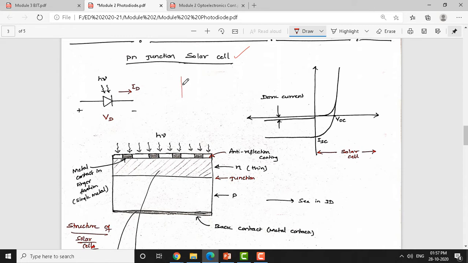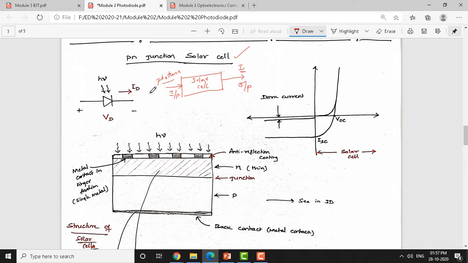If you want to write a block diagram for this solar cell, the input is going to be the sunlight or photons, and the output is going to be an electrical current, which is nothing but current I. So this is the input and this is the output, and here we have the solar cell.